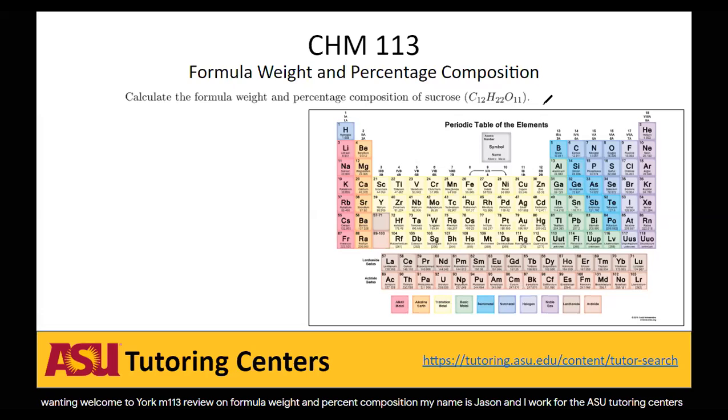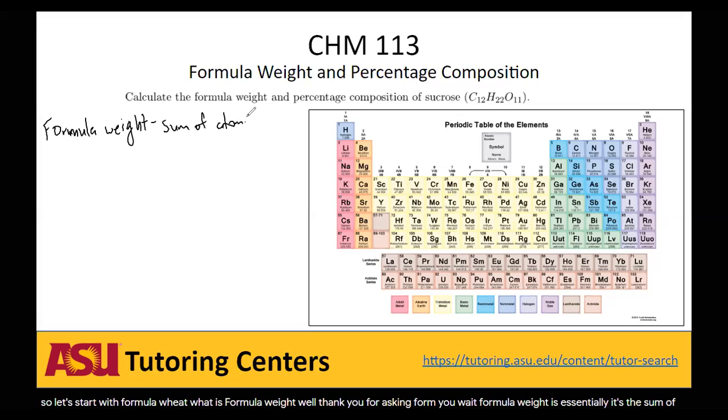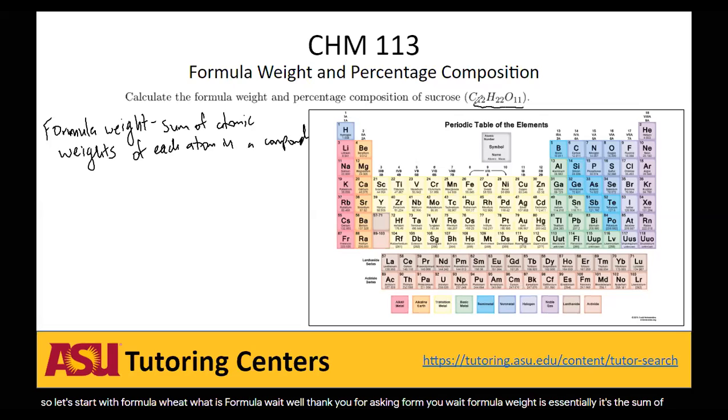So let's start with formula weight. What is formula weight? Well, thank you for asking. Formula weight is essentially the sum of atomic weights of each atom in a compound. So our compound here is sucrose, C12H22O11. So essentially what we need to do is find the weights of carbon, hydrogen, and oxygen in this sucrose, and then add all of those up. And then when we add all of those up, we'll get the formula weight of sucrose.